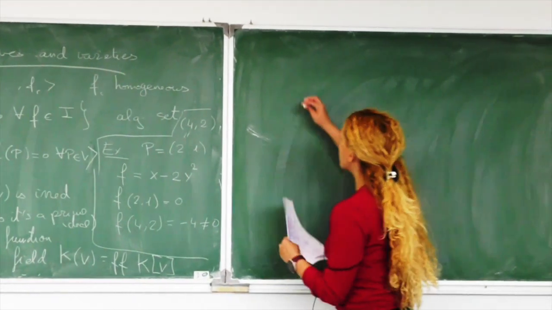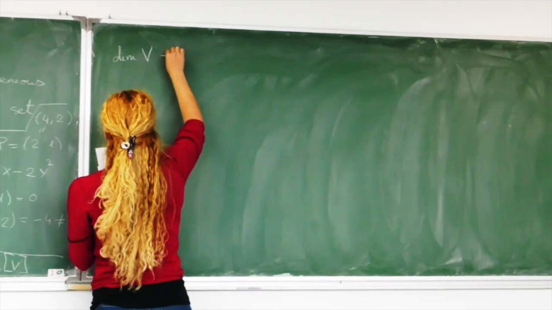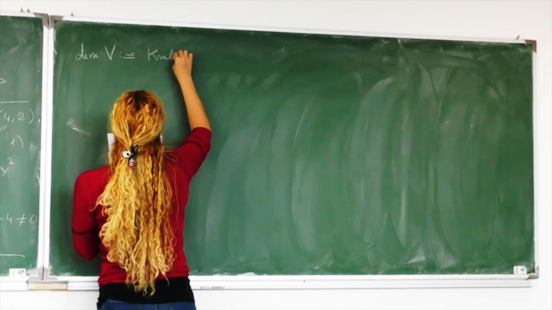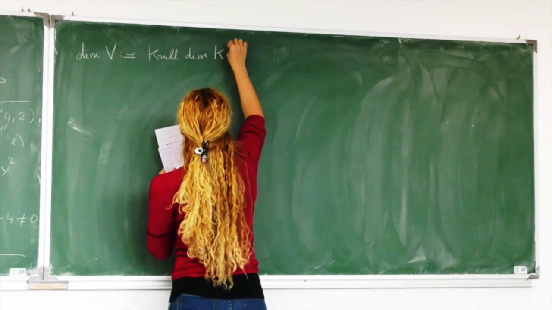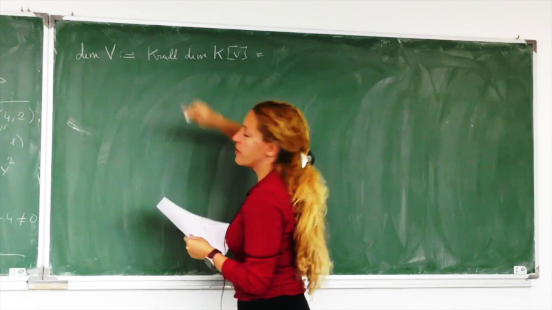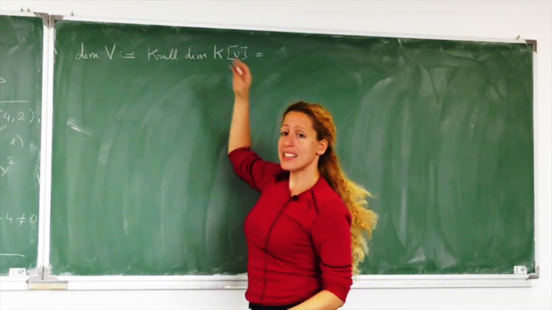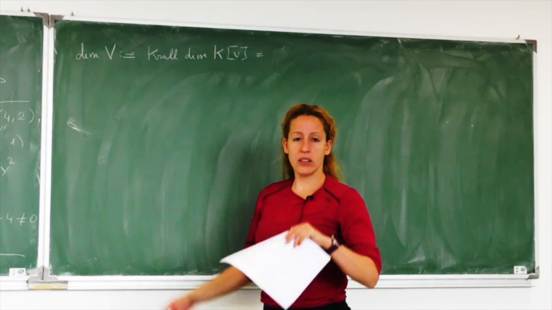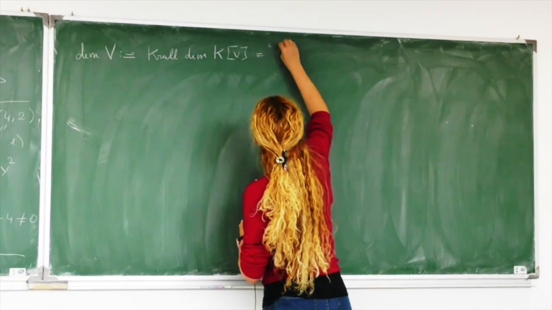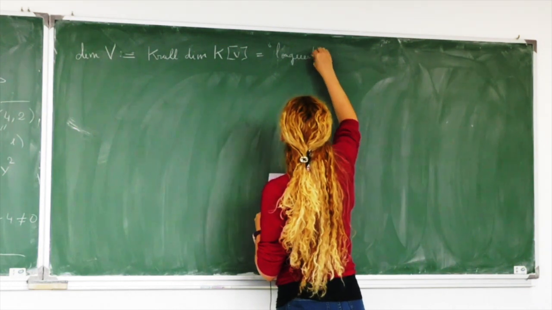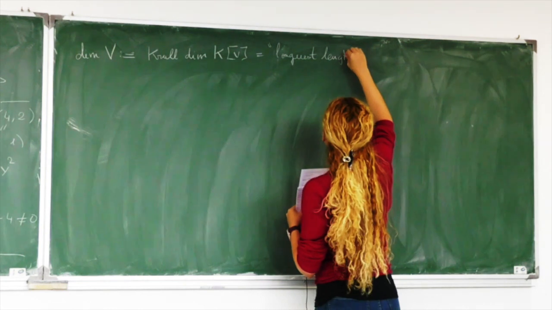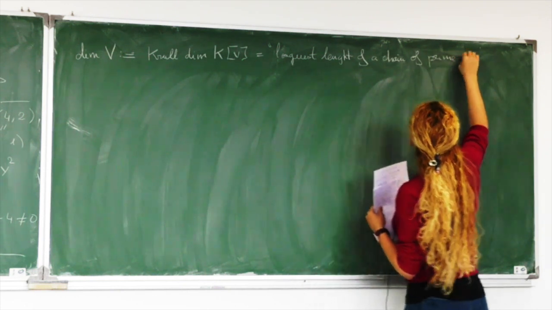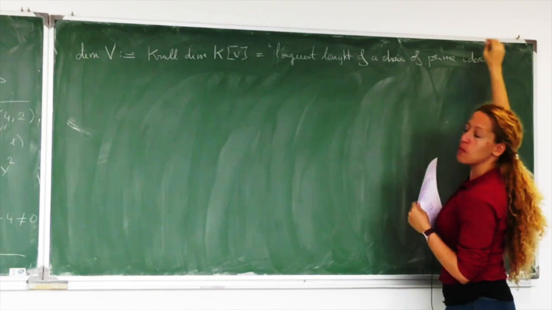Okay, so now I'm going to define the dimension of a variety. The dimension of a variety is, by definition, the Krull dimension of the coordinate ring. So what is the Krull dimension of a ring, in case you don't know it? It is actually the longest length of a chain of prime ideals, one contained in the other.